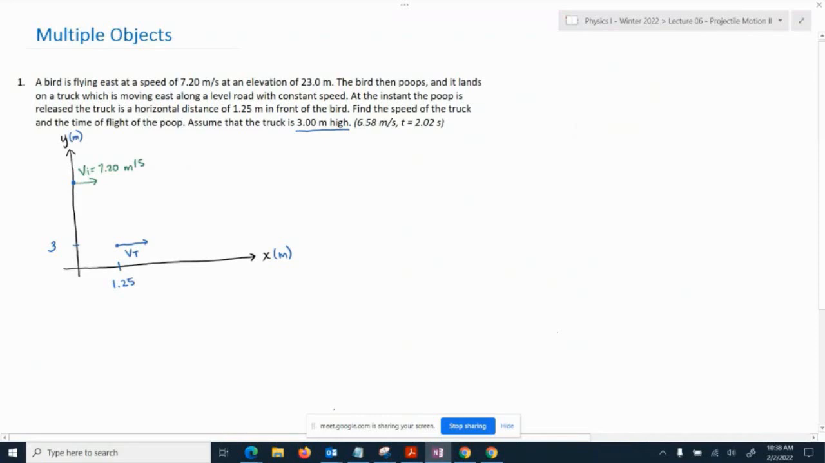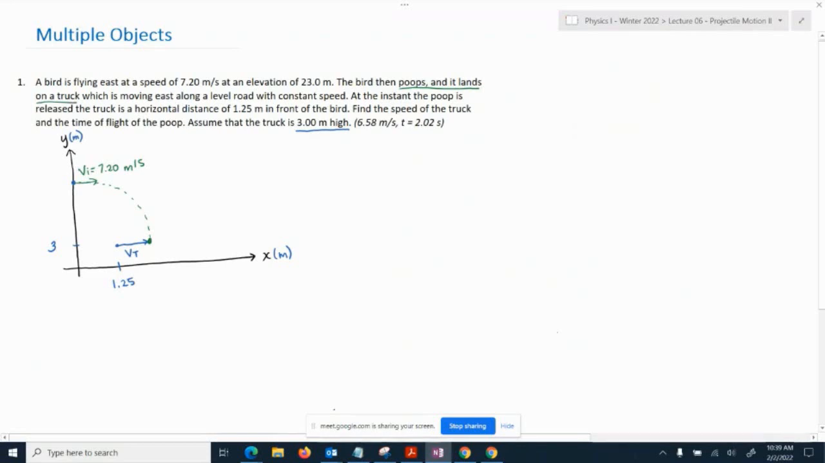But it comes out of the bird, and so now it's acting as a projectile. So what is it doing? It's going to drop, and it's going to land on top of this truck. So we want to make it land on top of the truck. It says, at the instant the poop is released, the truck is a horizontal distance of 1.25 meters in front of the bird. Find the speed of the truck and the time of flight of the poop. It tells you that the bird poops and it lands on the truck.